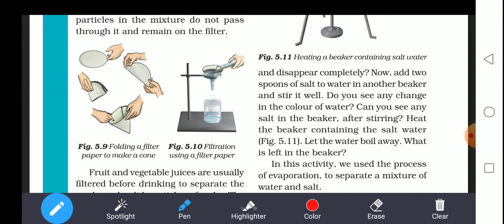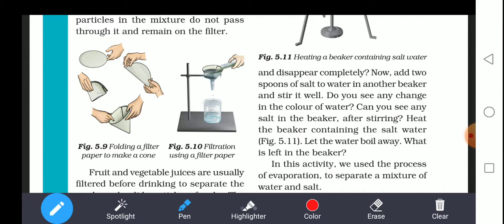Do you see any change in the color of the water? Yes. Can you see any salt in the beaker? No. At first, when you mix salt into water, it will not directly mix, and it will settle at the bottom part. After stirring it, you will not find any salt settling at the bottom part.